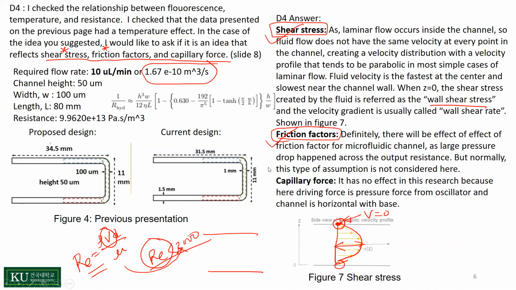According to the friction factor, we know that my device resistance is very high from here to here. When fluid passes through this large resistance, there will be a large pressure drop across this resistance. So there will be some effect of the friction factor. But normally in microfluidic devices, friction factor study is not carried out frequently. And about the capillary force, I think there is no effect because it is not a vertical device, it is horizontal, and the flow is driven by pressure from the oscillator. So I think there is no effect of capillary force.